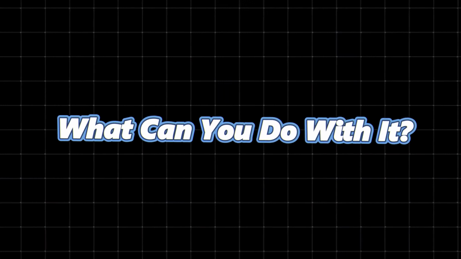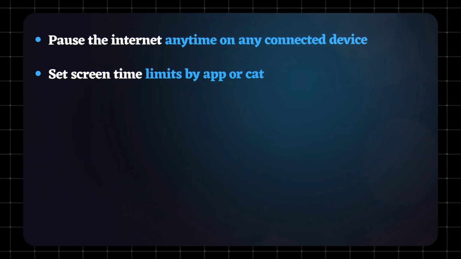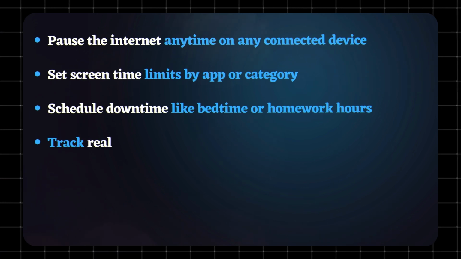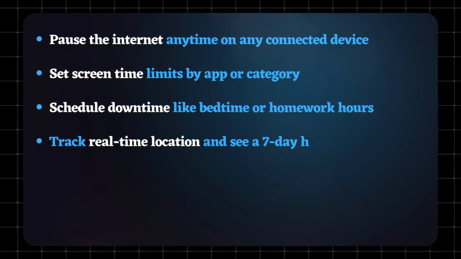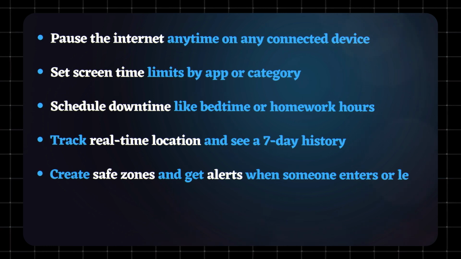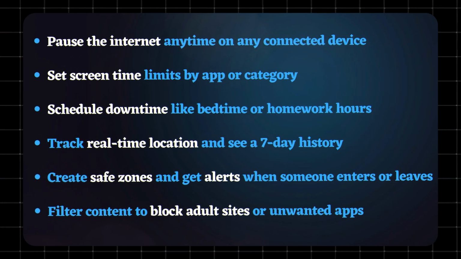What can you do with it? Pause the internet anytime on any connected device. Set screen time limits by app or category. Schedule downtime like bedtime or homework hours. Track real-time location and see 7-day history. Create safe zones and get alerts when someone enters or leaves. Filter content to block adult sites or unwanted apps.